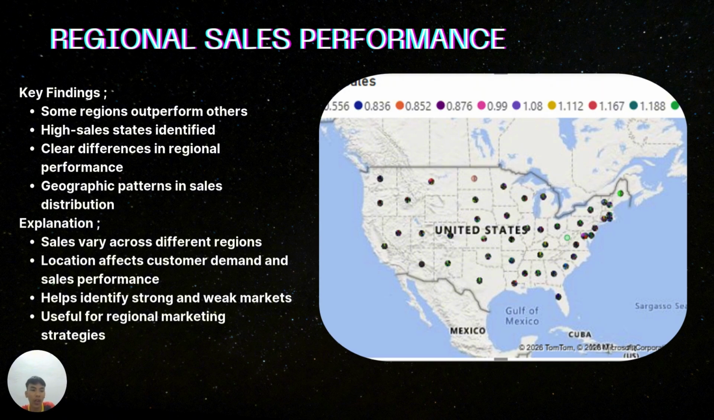The reason why the region sales performance uses the map is because the map helps visualize the sales performance by location. Map is easy to identify the highest performer and low performance regions.